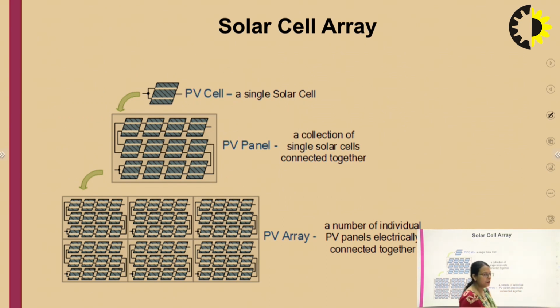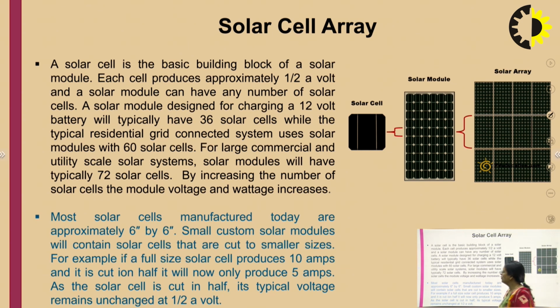See, the same process is shown here: this is a single solar cell, and a large number of solar cells are connected in series to form a PV panel. When a large number of individual PV panels are wired together, they form the PV array, the solar array. So basically a solar cell is the basic building block of the solar panel, right? Each cell produces approximately half a volt, and a solar module can have a number of solar cells.